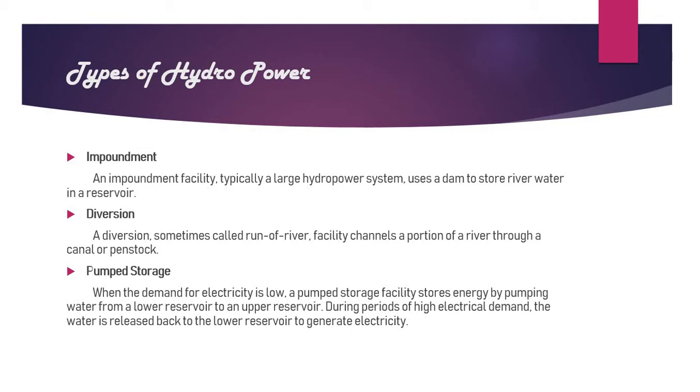The second one is the diversion. A diversion, sometimes called run of river facility, channels a portion of a river through a canal or penstock. It may not require the use of a dam.